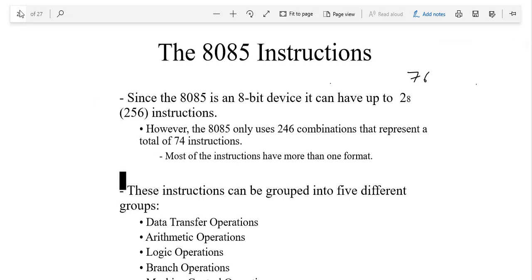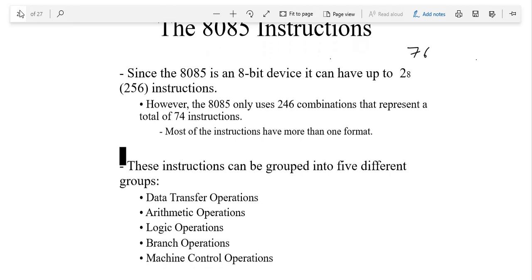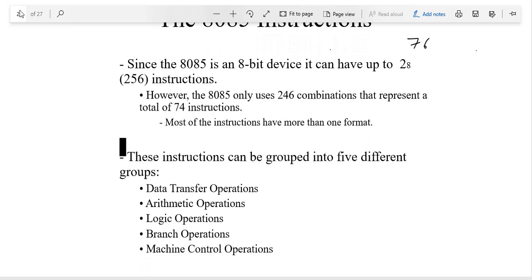76 instructions. Sometimes it is written as 74, but it is 76 instructions, and these instructions can be classified as data transfer instructions, arithmetic instructions, logical instructions, branching instructions, or machine control instructions. So we will see each type of instruction one by one. Today we will discuss all those instructions which are used for transferring data from one place to another.